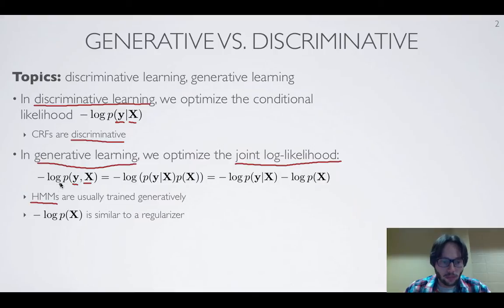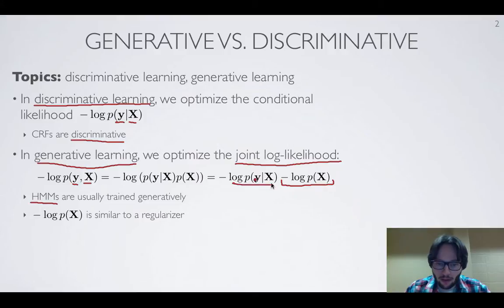And so let's exploit that formula a little bit. The joint distribution can be written down as the product of the conditional p of y given x times the marginal p of x. And because the log of a product is the sum of logs, this is also equal to minus the log of p of y given x minus the log of p of x. So we see that the difference is this term here.